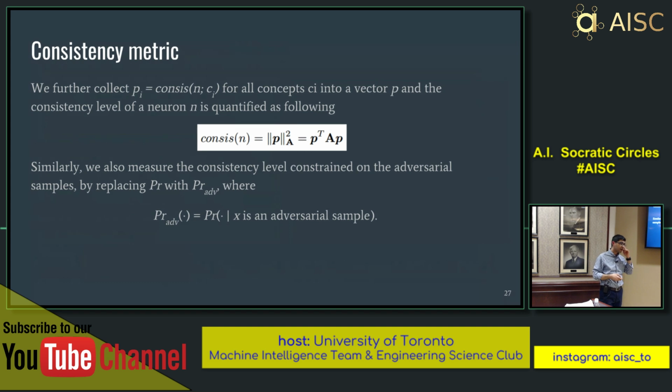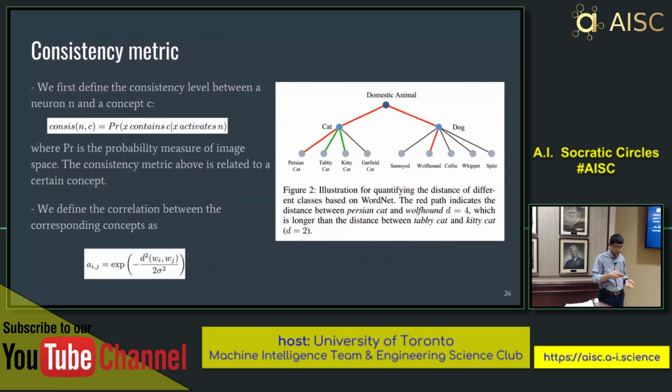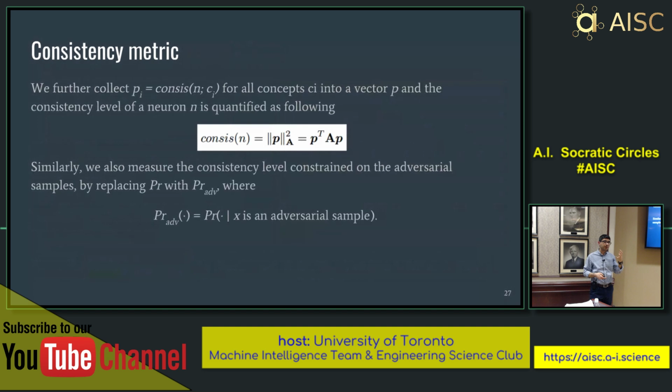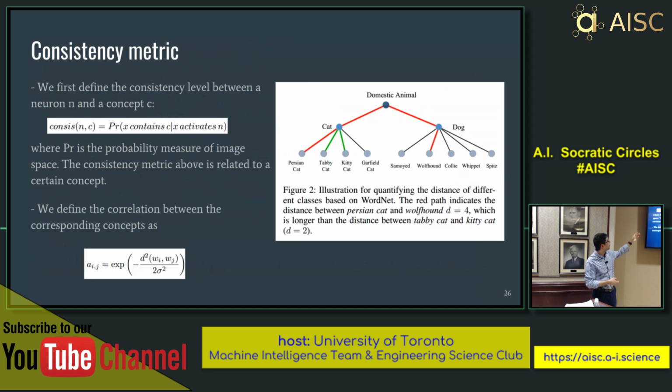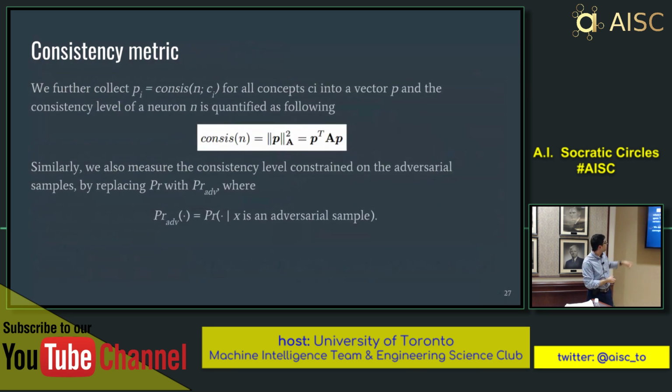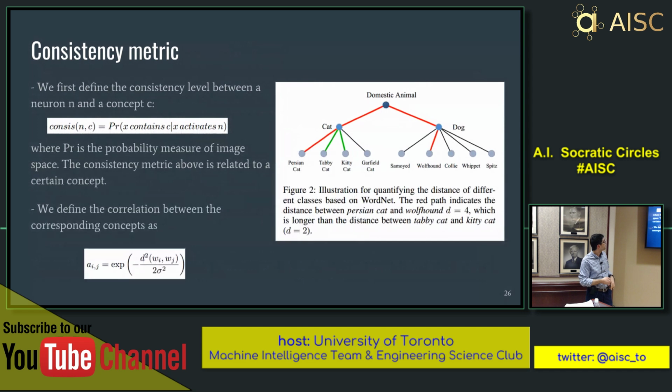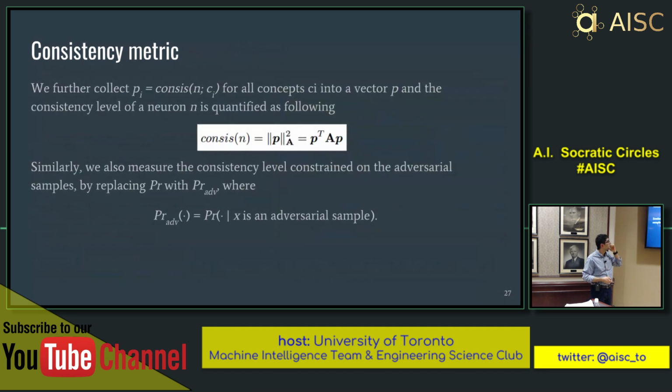Since we want to come up with that definition, which depends on both N, the neuron, and C, the concept, we want a metric for a neuron that contains just N. So we define it as a weighted covariance: the covariance of P, which contains the probabilities for each neuron and all the concepts. A is a matrix which contains all these AIJs. Then we have the covariance matrix P transpose AP, which tells us the consistency of each neuron. This is the definition.